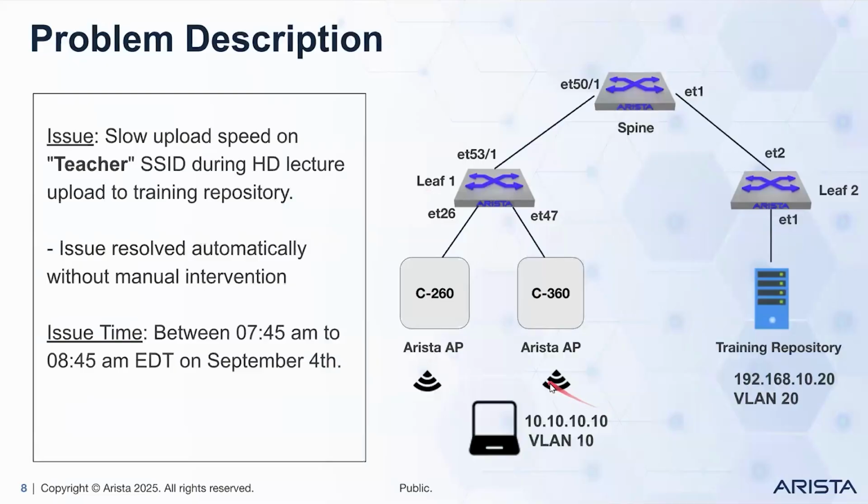Now let's move on to the problem description. On 4th of September, at around 7:45 a.m. EDT, a teacher had reported unusually slow upload speeds while attempting to transfer a high-definition recorded lecture to their internal training repository. At the time of the issue, they were connected to the teacher's SSID. Interestingly, the problem had resolved on its own within a few hours with no manual intervention by the wireless administrator. By approximately 8:45 a.m. EDT, the issue had disappeared.